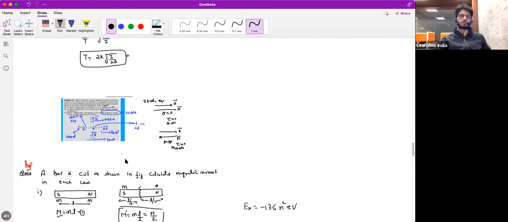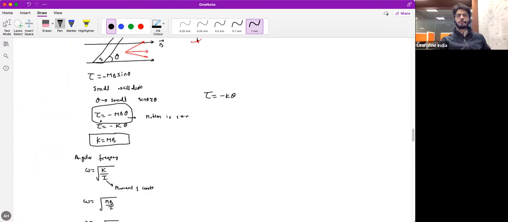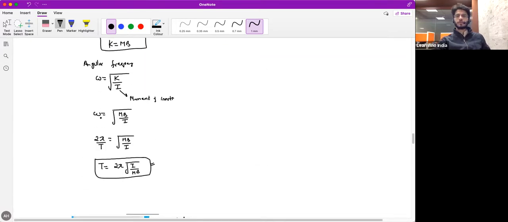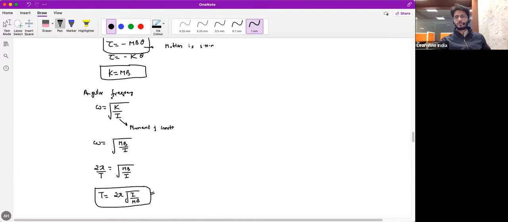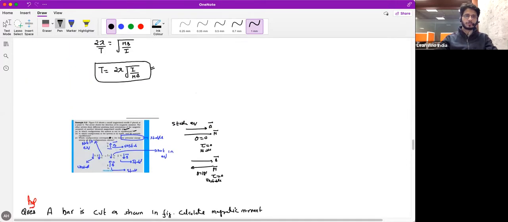See a few more questions. Okay, do you remember when a bar magnet is in stable equilibrium and when it is in unstable equilibrium, Abdullah? Sir, when theta is 0. So if the magnetic moment and magnetic field are parallel, then your bar magnet is in stable equilibrium. And when they are anti-parallel, then it is in unstable equilibrium.